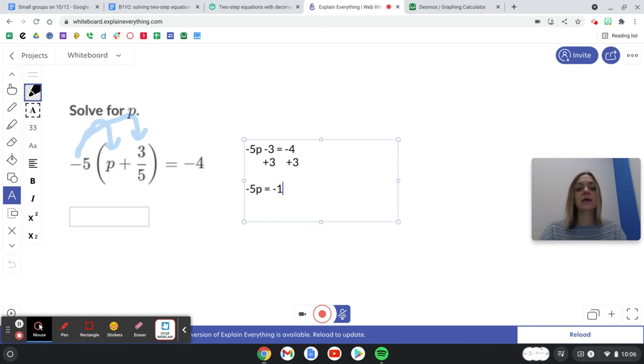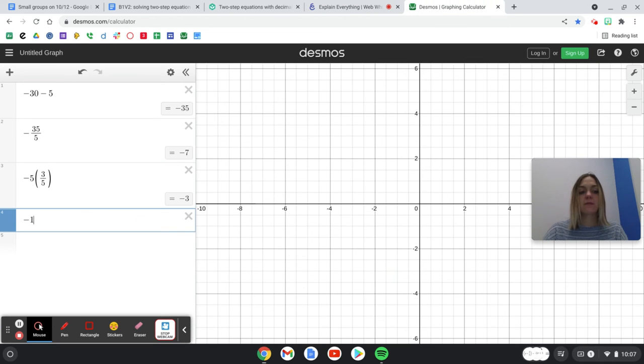Now what I'm going to do is get p by itself, so I have to divide by whatever is in front of p, and what is in front of p right now is a -5. So I'm going to go ahead and divide by -5 on both sides. And then you can go ahead and put that in Desmos as well, -1 divided by -5. Some of you might know this, some of you might not. If you don't, totally fine. And then we have that our answer is 0.2.